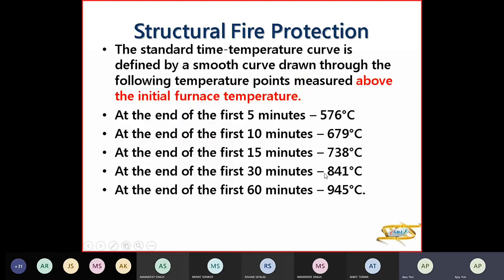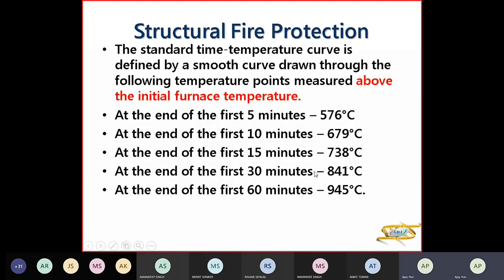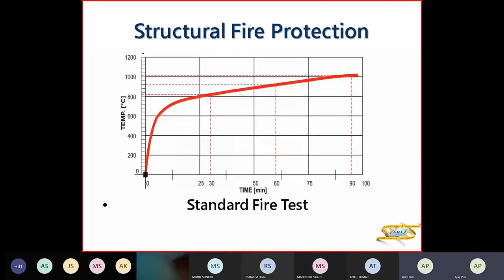At the end of 30 minutes, 841 plus 50. So 30 minutes, 841 will be somewhere higher here. 841 plus 50 will be 900 almost. So almost here it will be there. Then at the end of 60 minutes is 945 plus 50, so 995. So almost here it will be.